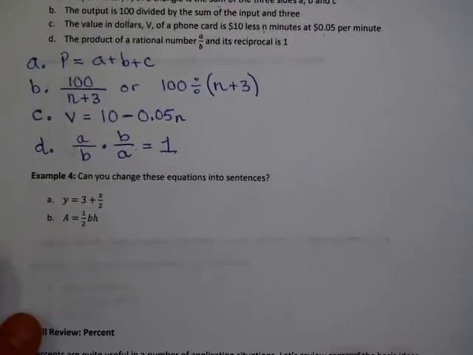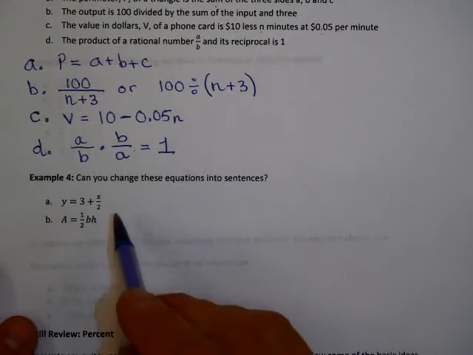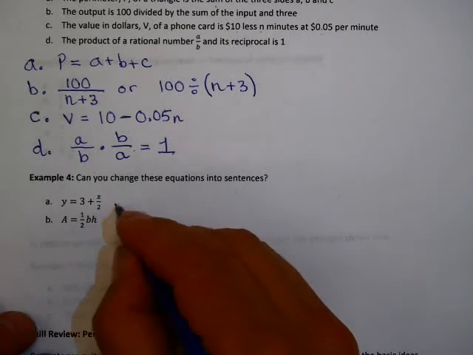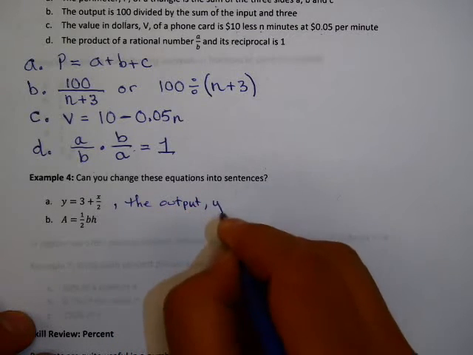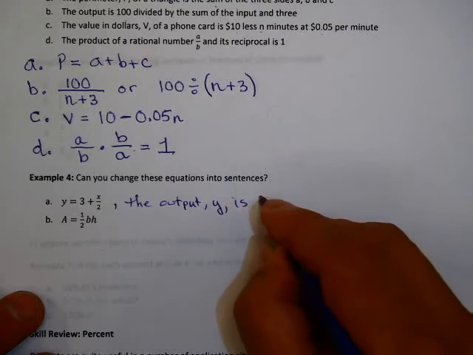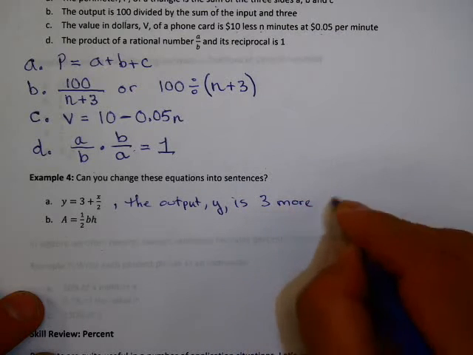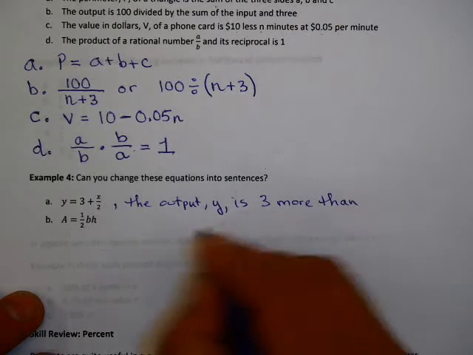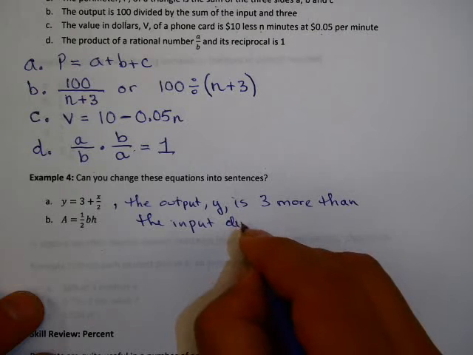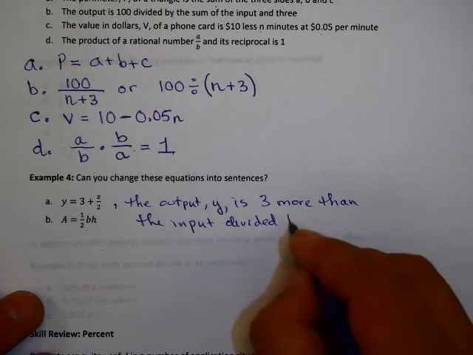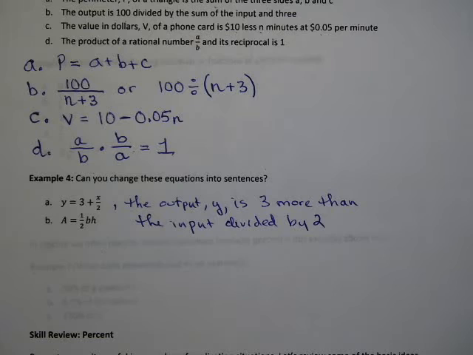Let's see if we can work the other way around by changing equations into sentences. Here I might say the output, y, is 3 more than the input divided by 2. Now, you could also say the quotient of the input and 2, or perhaps you have some other way that would be equivalent. That's certainly not the only answer.